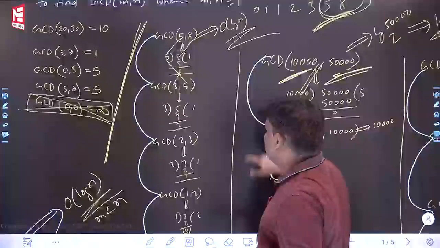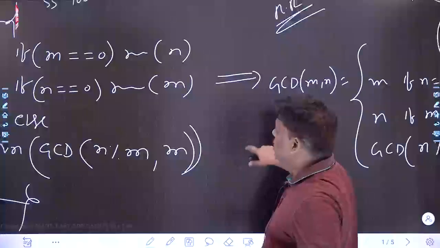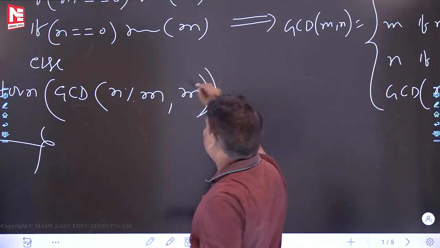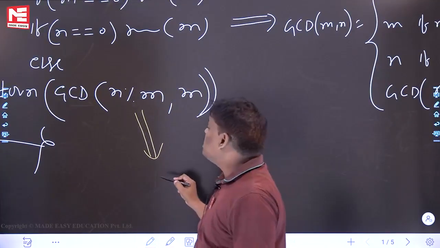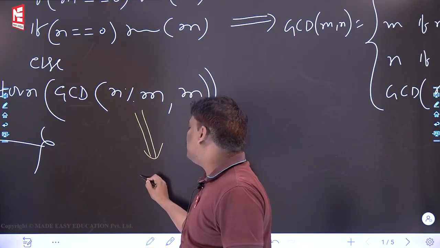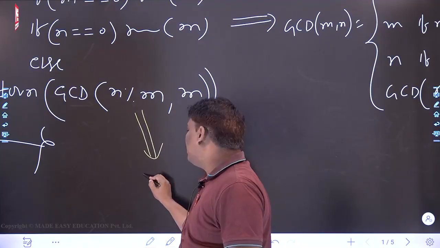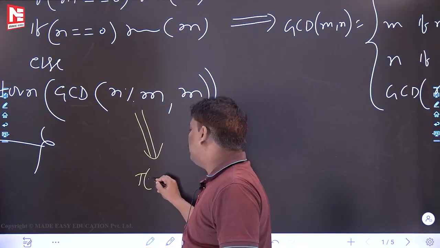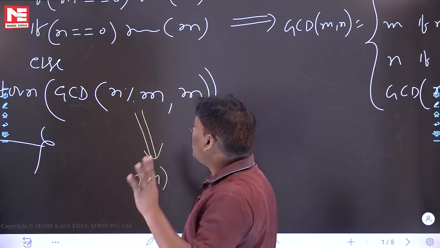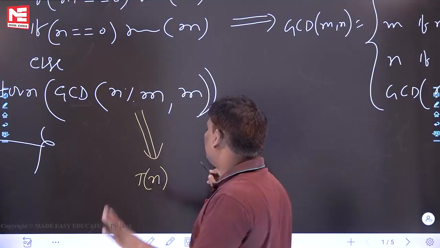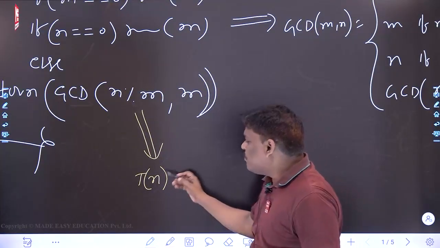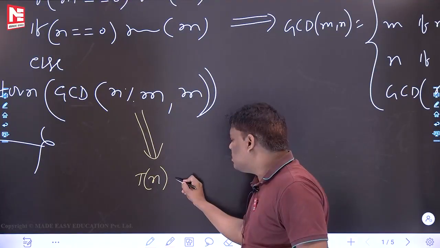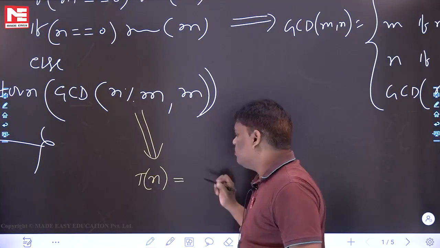Right? I think this is the program. Let me give the conclusion. Whatever we explained until now, assume that the time complexity of GCD of m comma n is Tn, because the big number is n, so I have taken Tn.